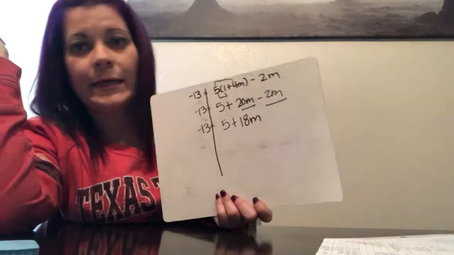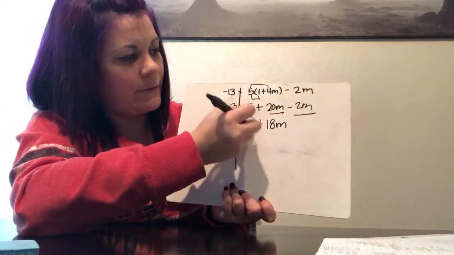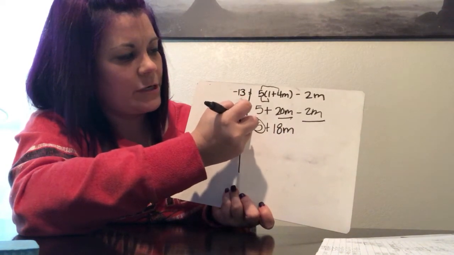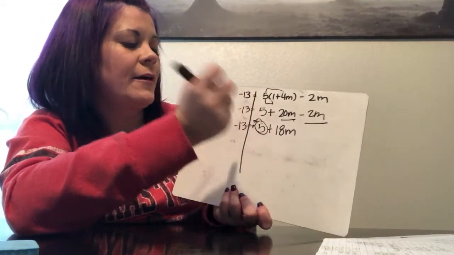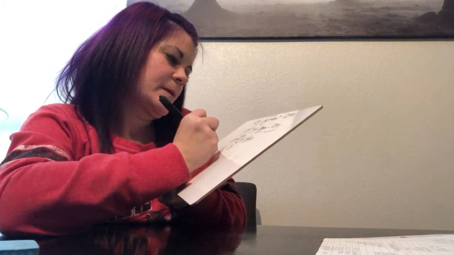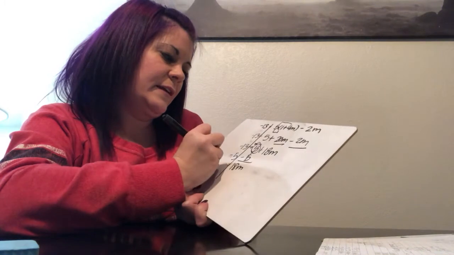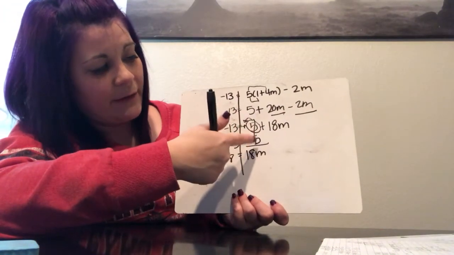And now, once again, we're back to our two-step equations. So get rid of this 5. We want to look at what's in front of it. Remember, if there's not an operation, we know it's a positive 5. So the opposite of plus is subtraction. And then you get 18m is equal to negative 18, because 5 minus 5 is 0.